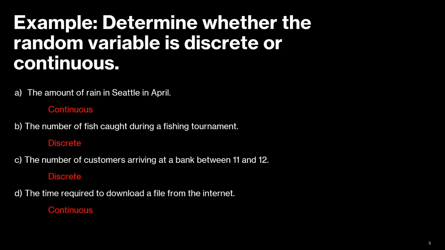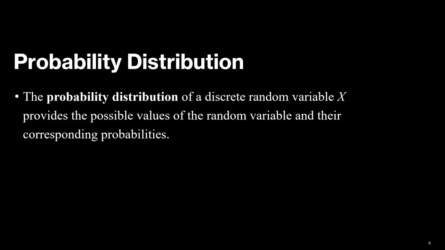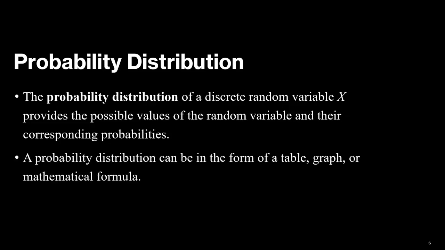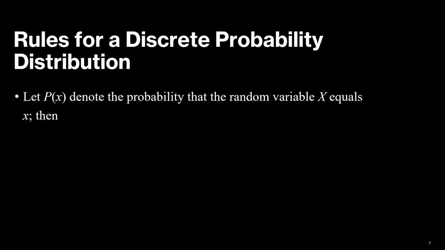So a probability distribution of a discrete random variable X provides the possible values of the random variable and their corresponding probabilities. So a probability distribution is going to give you all the possible values of the variable X and also the probabilities of each of those possibilities. A probability distribution can be in the form of a table, a graph, or a mathematical formula.